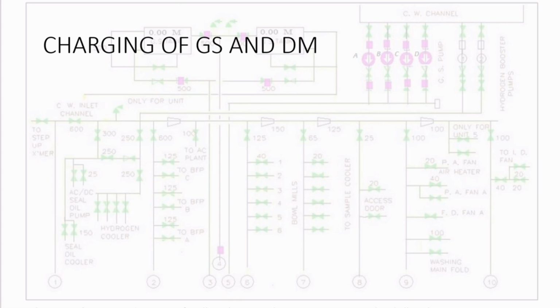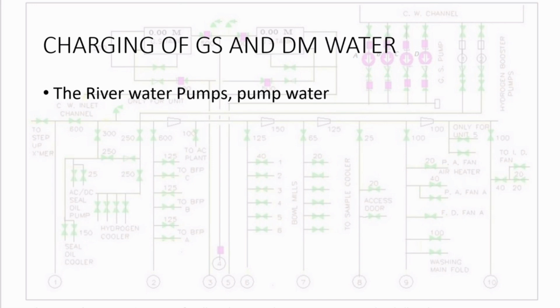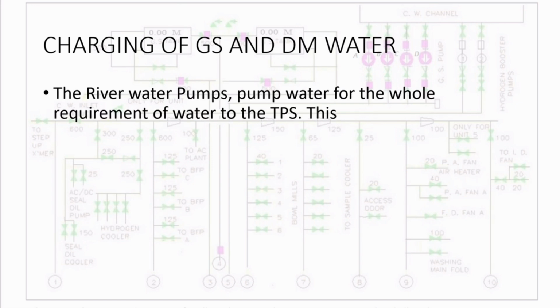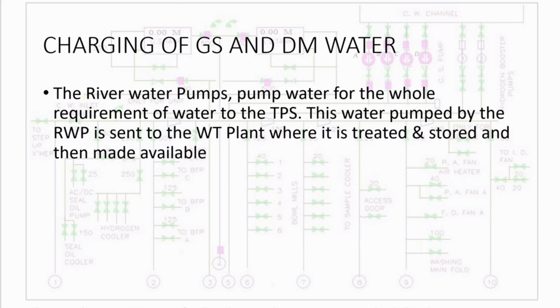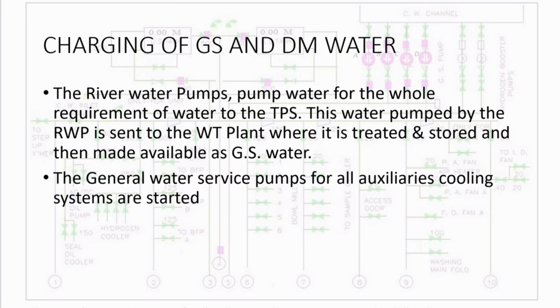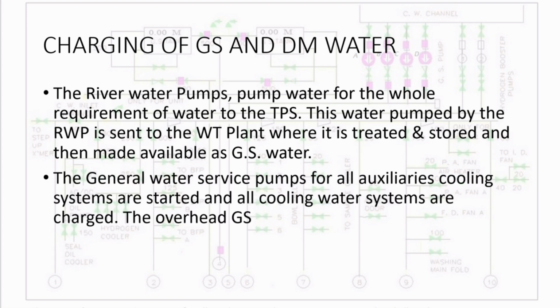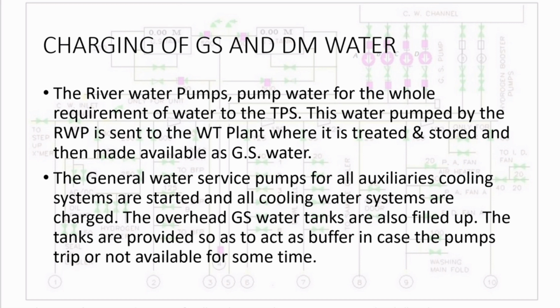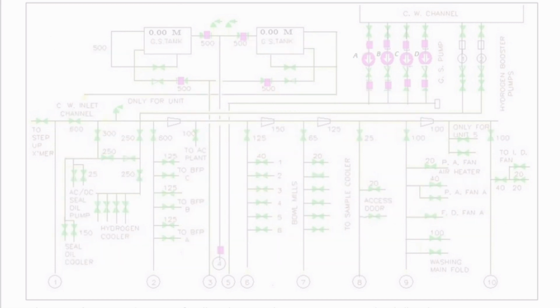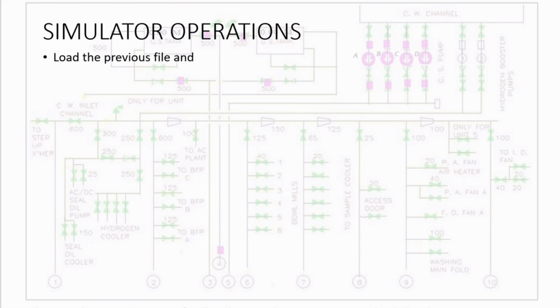In this video we will see the charging of GS water and DM water. For water we have two river pumps. The river water pumps pump water for the whole requirement of the TPS. This water is sent to the WT plant, where it is treated, stored, and then made available as GS water. The general service water pumps serve all auxiliaries, cooling systems, etc.